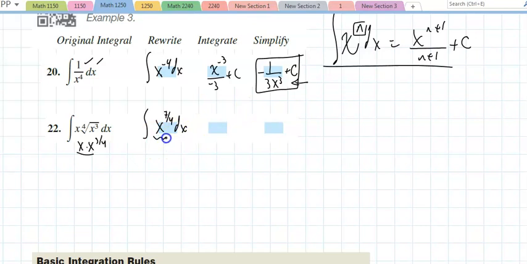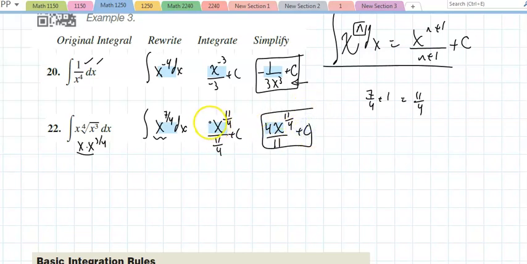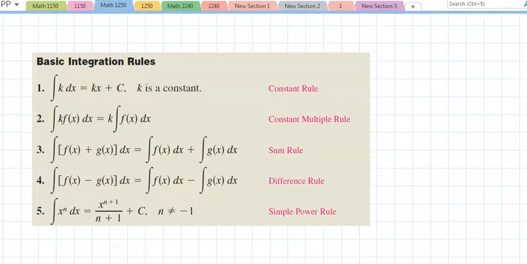Well, integrate. Add 1 to the power. 7 over 4 plus 1. Excuse me. 11 over 4. And divide by that. So wouldn't that be 4x to the 11 over 4 divided by 11 plus c? Because whenever you have 1 over a fraction, you multiply by the reciprocal of the fraction. So something that we're going to be doing and dealing with for a while.